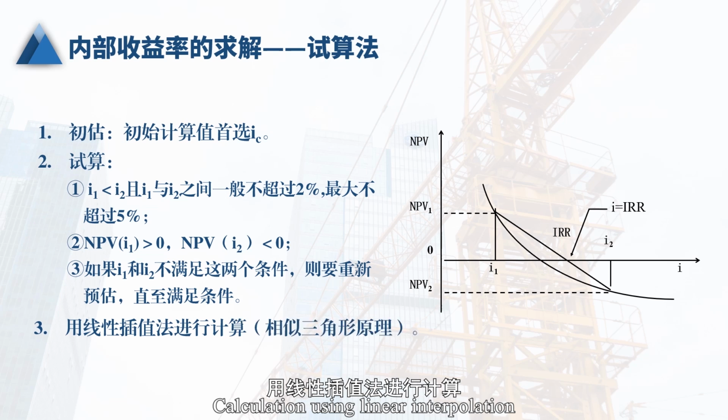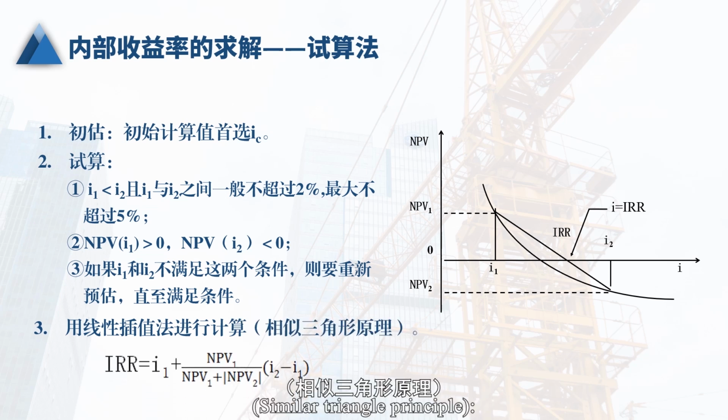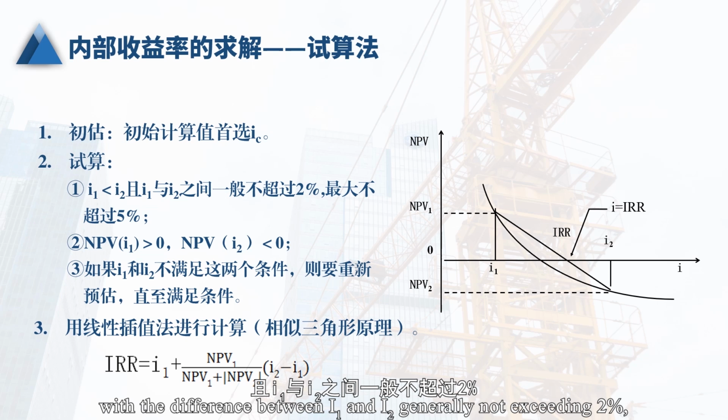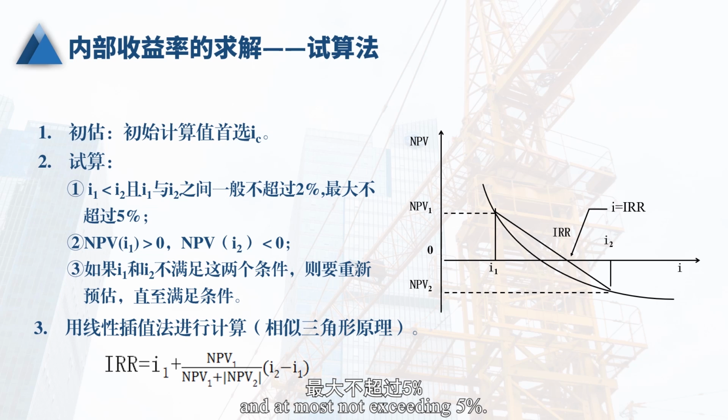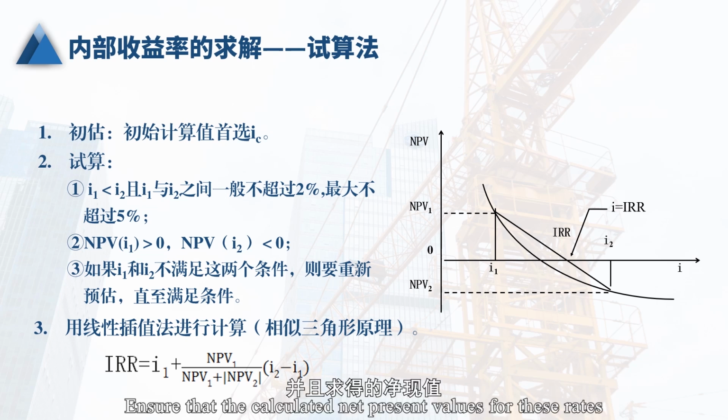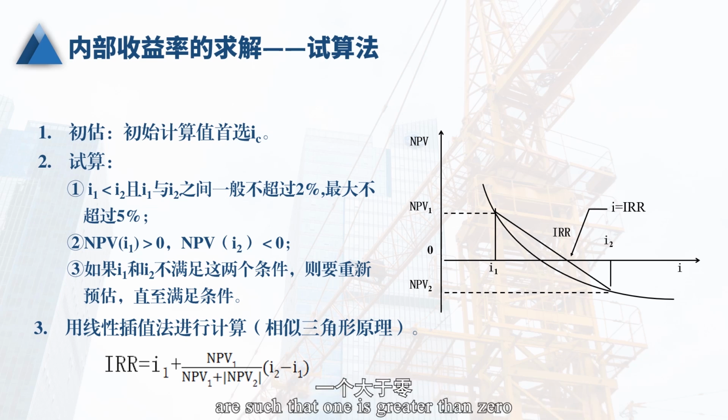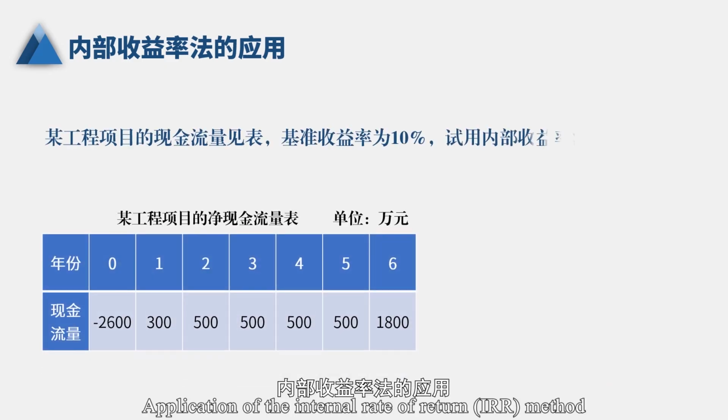Calculation using linear interpolation, the similar triangle principle. Select two discount rates, i1 and i2, with the difference between i1 and i2 generally not exceeding 2%, and at most not exceeding 5%. Ensure that the calculated net present values for these rates are such that one is greater than 0, and the other is less than 0. Finally, apply the formula.